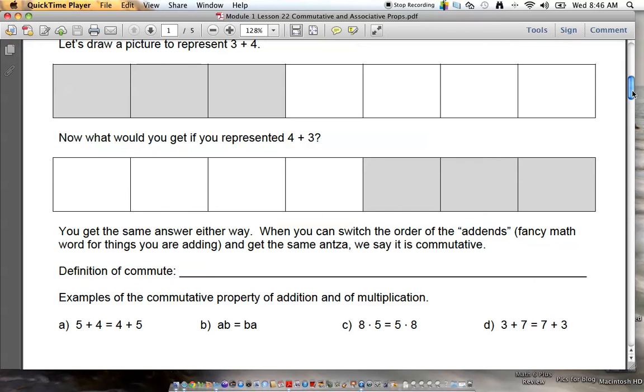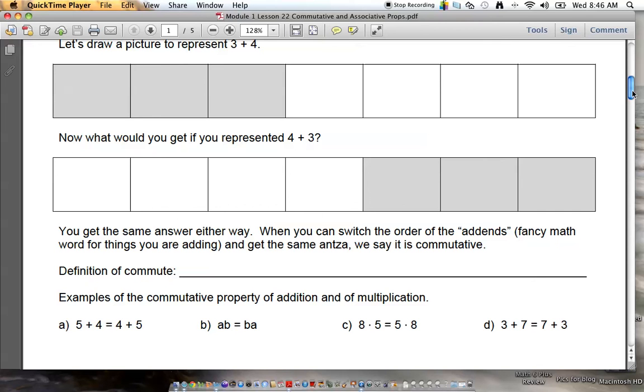All right, let's draw a picture to represent positive 3 and negative 4. So the dark ones will be positive. There it is. Let's do positive 4 plus positive 3. Here it is. Does it make a difference which order I write them in? It's still how many blocks? 7 blocks. So it is what it is. In other words, 3 plus 4 is the same thing as 4 plus 3. Do we all agree with that? And that is the commutative property.